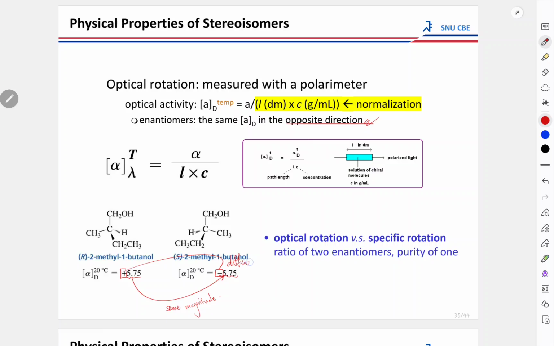But it is not always the case that R gives you plus and S gives you minus. It's random, so you cannot predict it. But you know that once R gives you plus, then S will give you minus, and vice versa. If S gives you plus, then R must be minus.